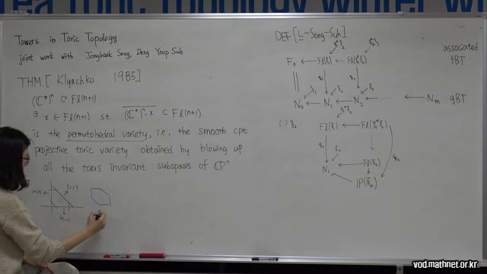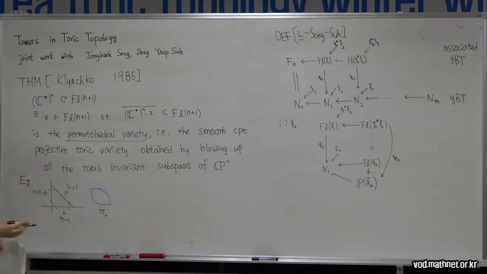I will denote it by Pi_2. And then this is the variety with this polytope, whose characteristic vectors are given by the sums of those vectors.